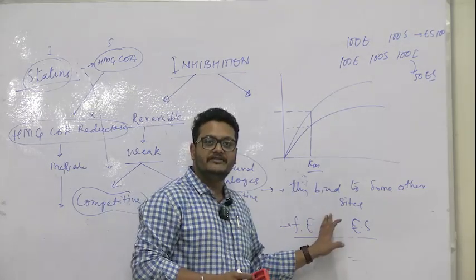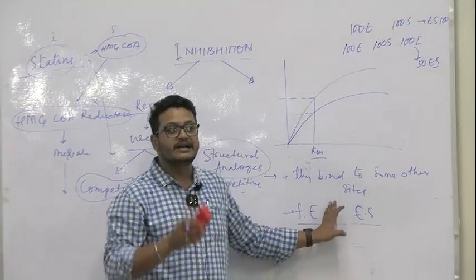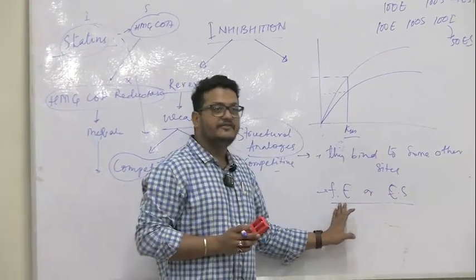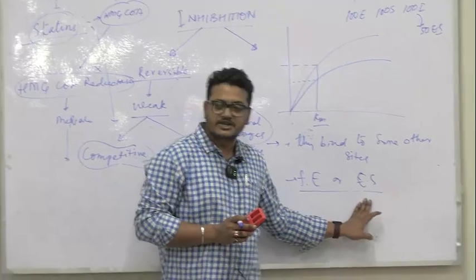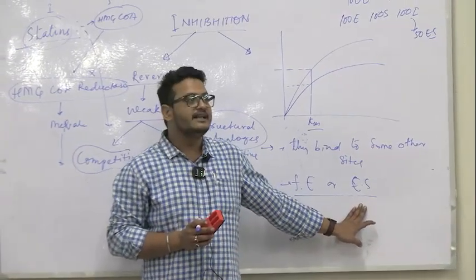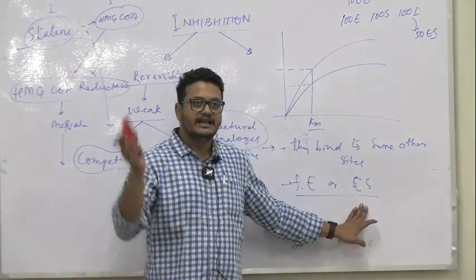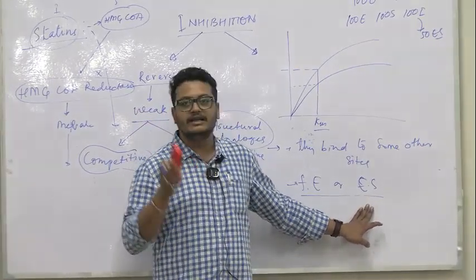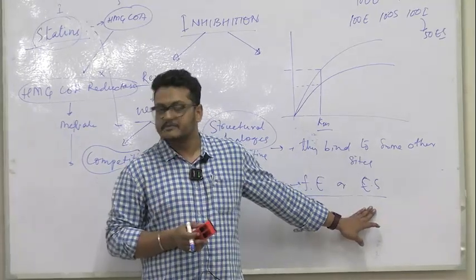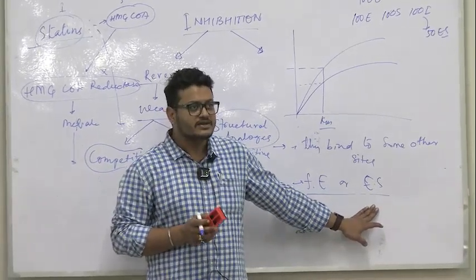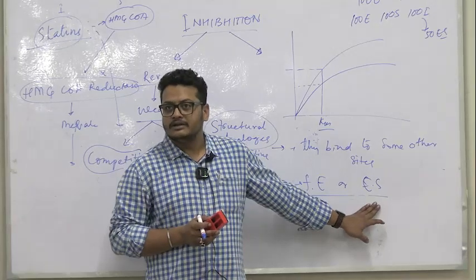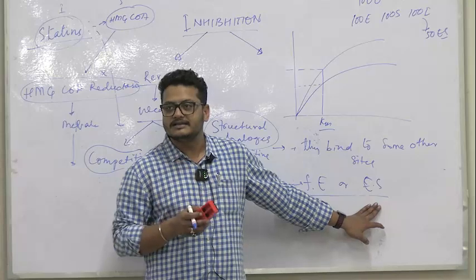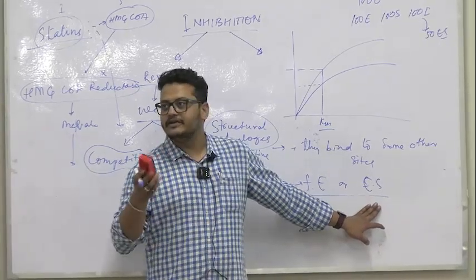In case of a non-competitive inhibitor, I am again saying it is binding to another site, not the active site. Let it be a free enzyme, let it be an enzyme substrate complex. Even if the enzyme substrate complex is there, if an inhibitor binds, it will totally block the enzyme activity. It will totally disrupt the reaction. Yes or no? In this scenario, the velocity of the reaction is going to remain unchanged, or decrease, or increase?